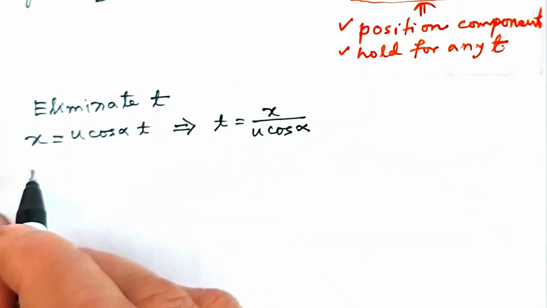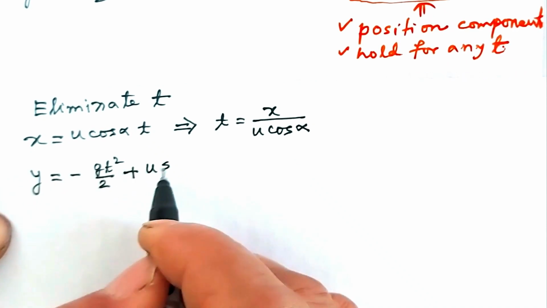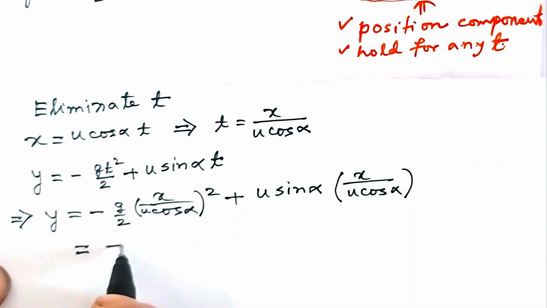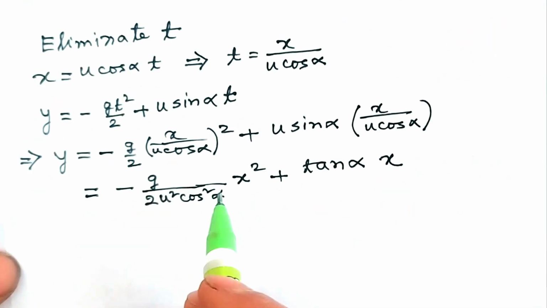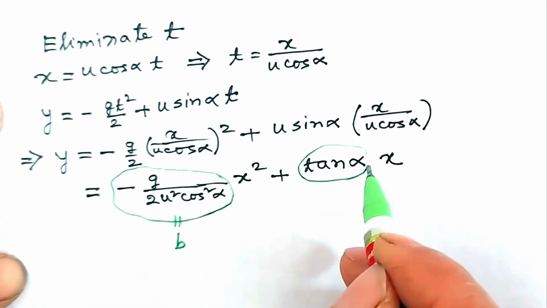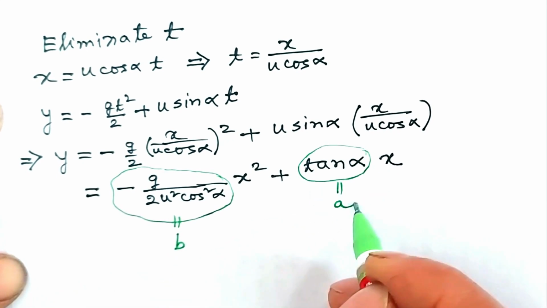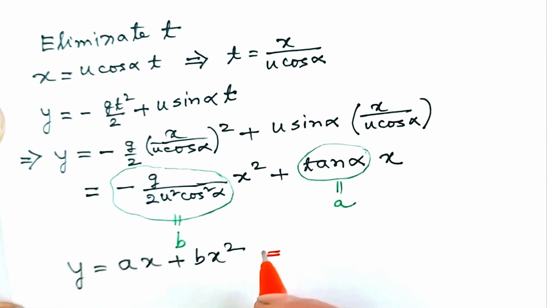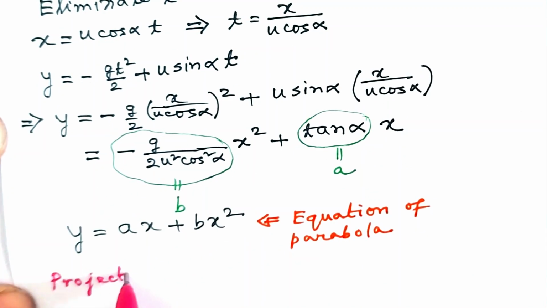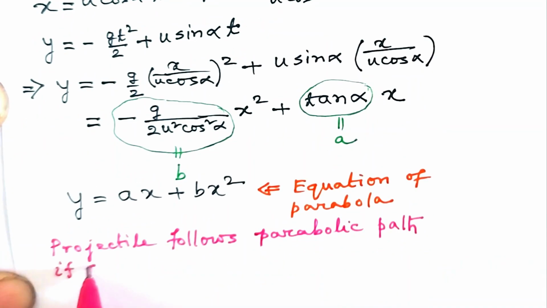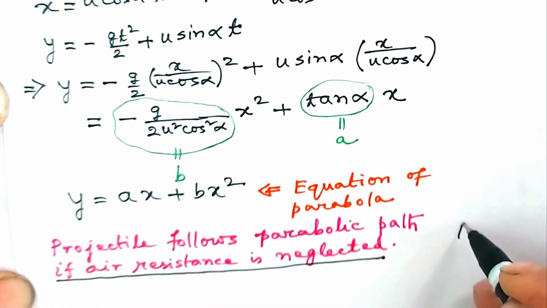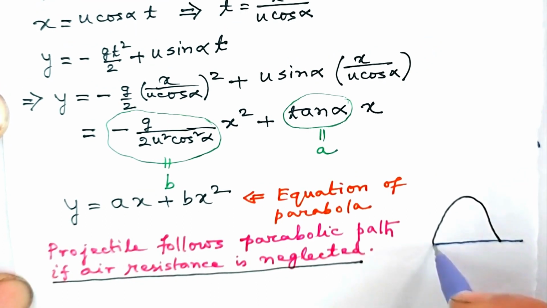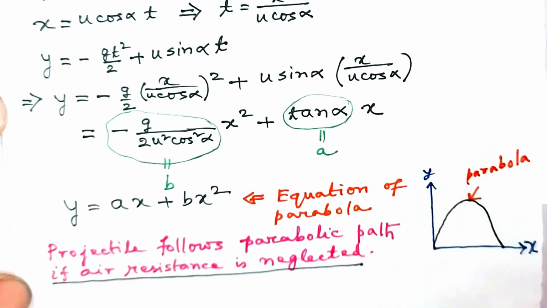Putting it in the expression for y, we have, denoting this quantity by b and this one by a, we can rewrite the t eliminated equation as y equal to ax plus bx square, which is the equation of a parabola. So projectile follows parabolic path if air resistance is neglected. This is the parabola which the projectile follows. This is x-axis and this is y-axis, this being the origin.